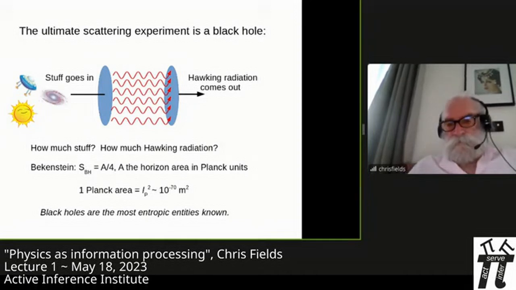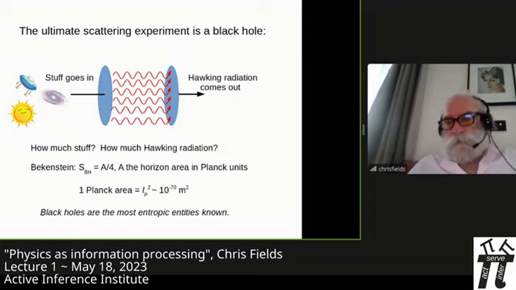And a black hole with the area of the sun, so a moderate-sized cosmological black hole, a real thing that we can observe, has an entropy of about 10 to the 79th.